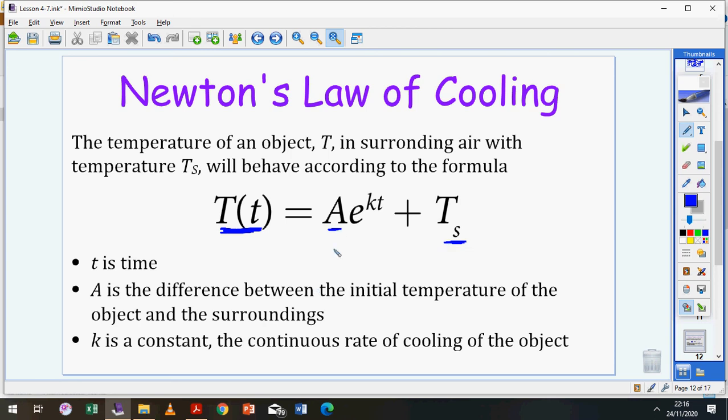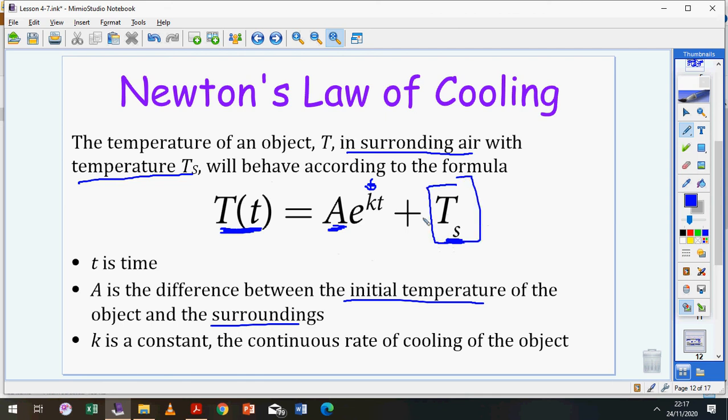So this Ts is the temperature of the surrounding air, right? A is the difference between the initial temperature of the object and the surroundings. K is the constant, which is the continuous rate of cooling of the object. The idea for this Ts is that when something is cooling, the curve for cooling will have a y-intercept at this point, at the temperature of the surroundings. So how can we use this formula?